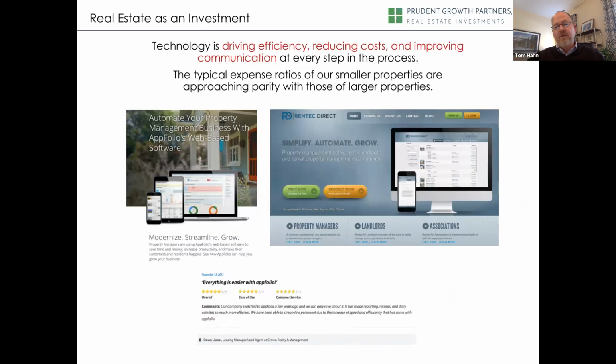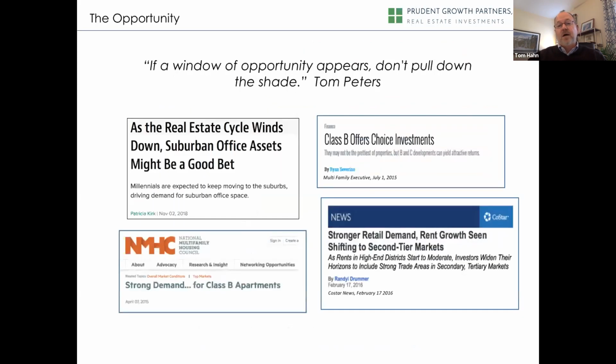We use third-party managers for all of our properties, and these are systems that they tend to use. So AppFolio, RentTech, PropertyWare, these kinds of systems really reduce the cost of these smaller properties. So the fact we can buy them at such attractive returns is even better.